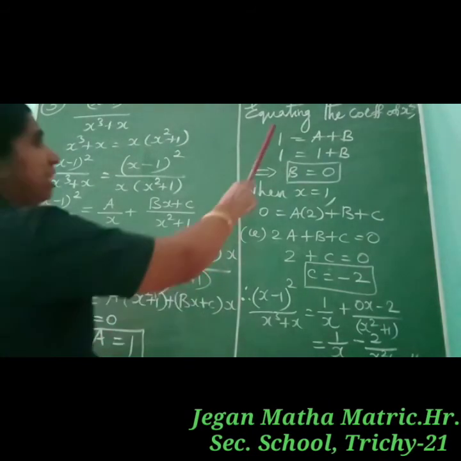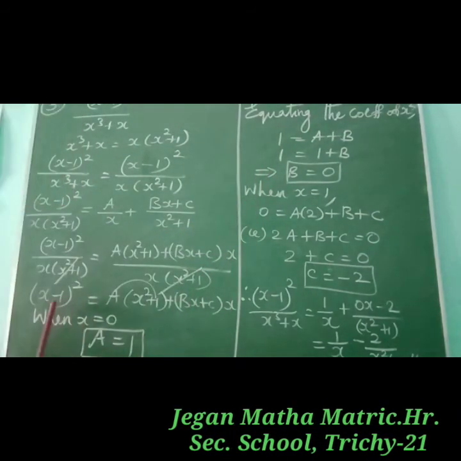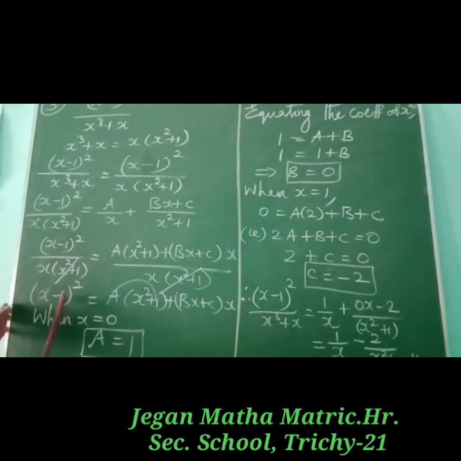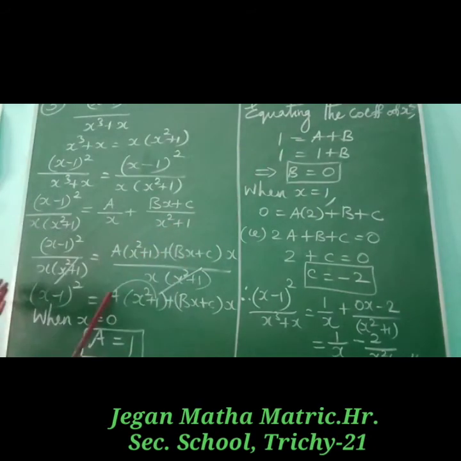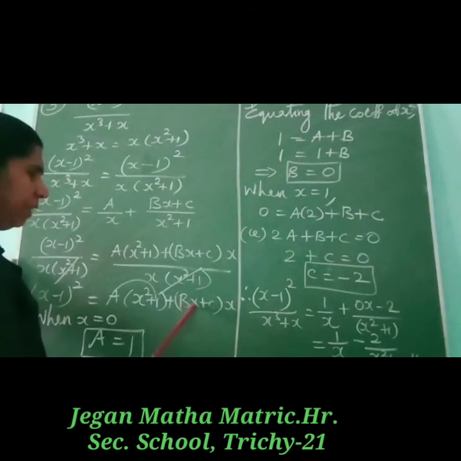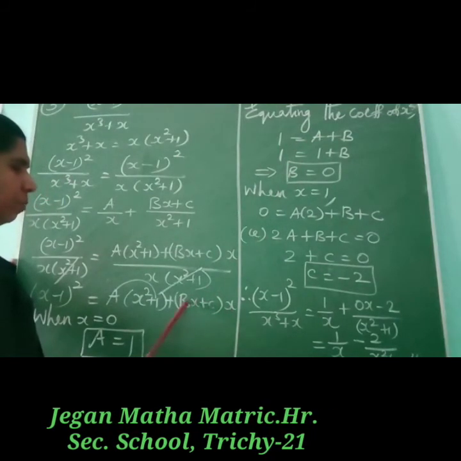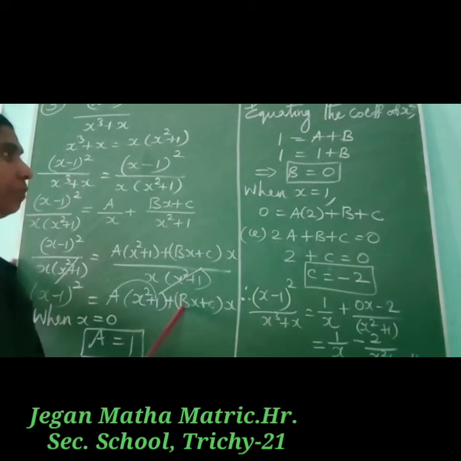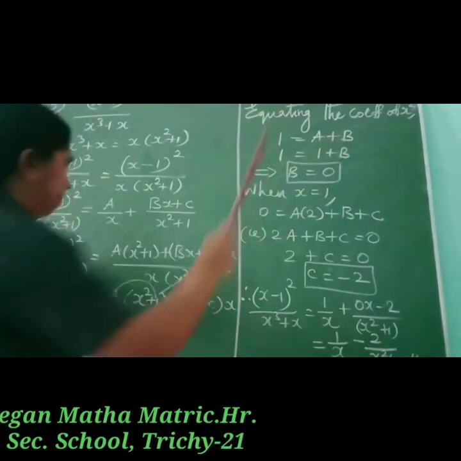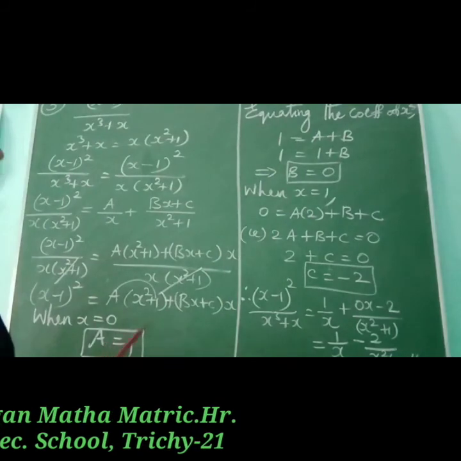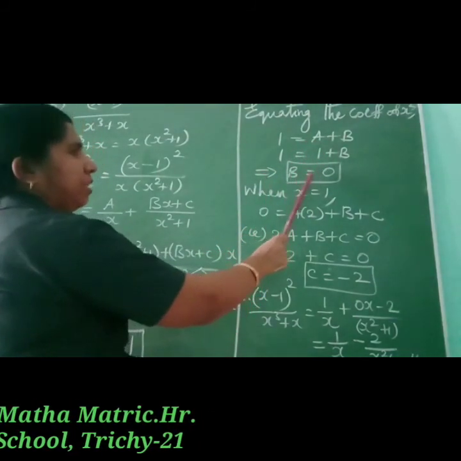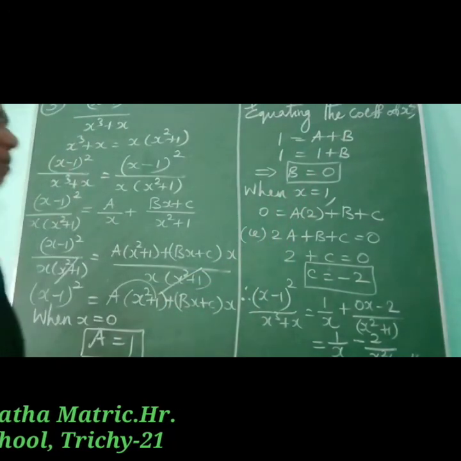Next, when we equate the coefficient of x square: on the left side, x minus 1 the whole square, when we expand, the coefficient of x square is 1. On the right side we have a into x square, so a, and here bx into x, so bx square, b is also a coefficient of x square. So we get 1 equal to a plus b. In the first step we got a is equal to 1. If we substitute a is equal to 1, the value of b will be 0. Therefore, a is equal to 1, b is equal to 0.